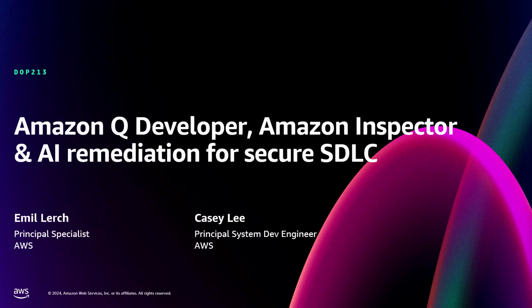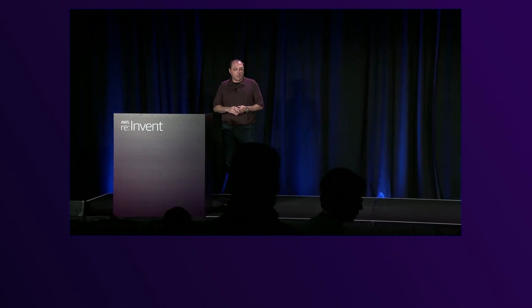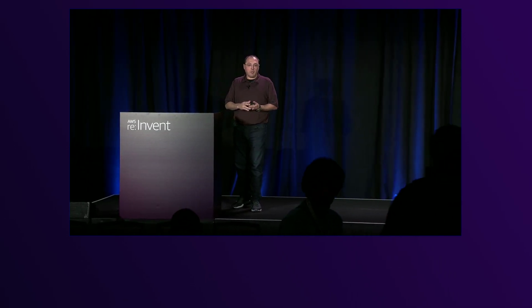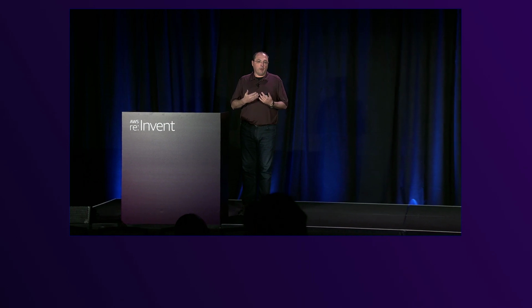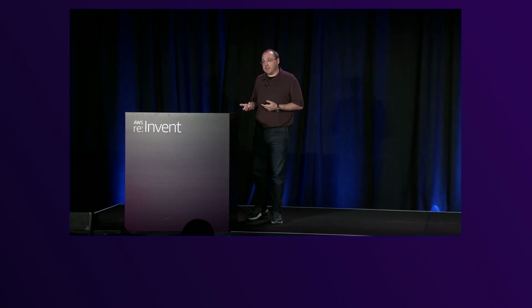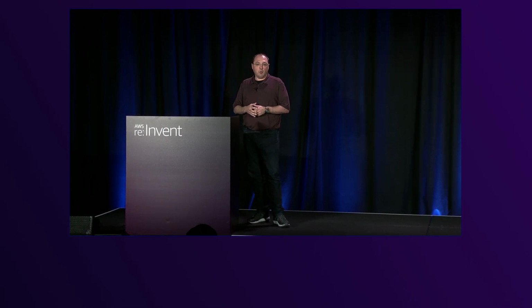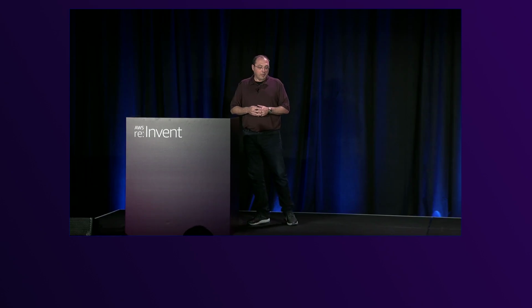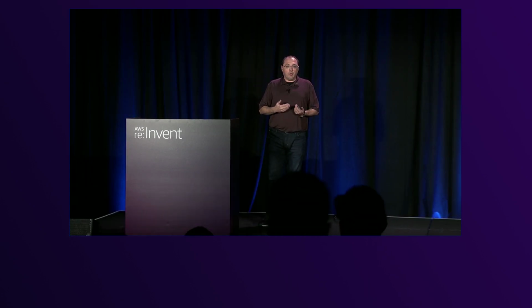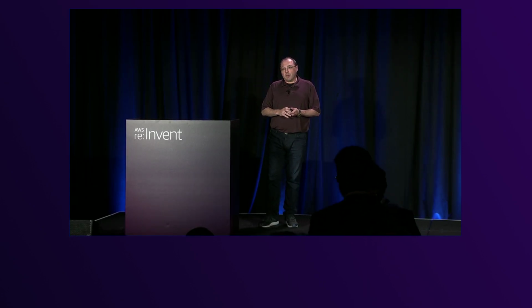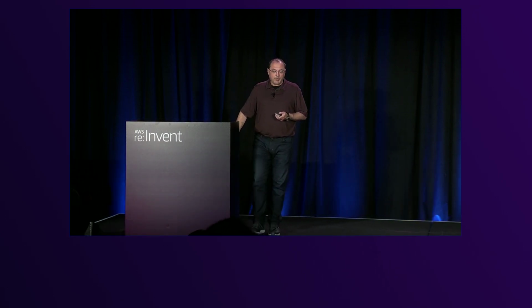Today I want to talk to you about securing your software development lifecycle with a combination of tools that we have at AWS: Amazon Q Developer, Inspector, and CodeGuru Security, to be able to bring AI into detecting and fixing anything with your software as you develop it, deploy it, and operate it in production. So we're really looking at how we can improve our security posture as we look across the software development lifecycle.